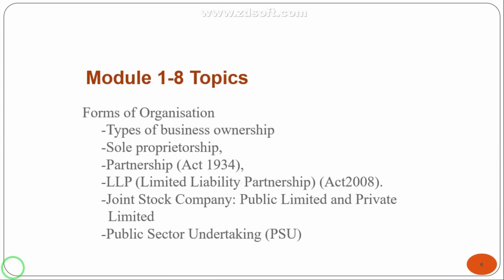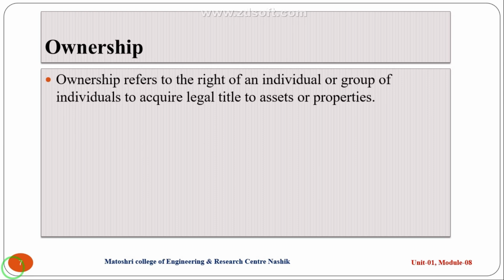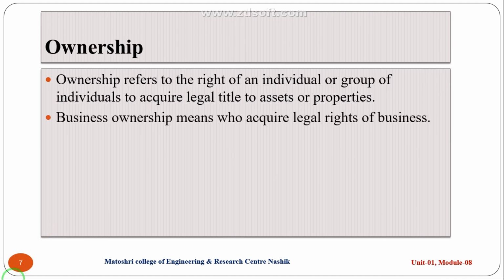Today we are going to see the forms of organization, like what are the types of business ownership, what is proprietorship, partnership, joint stock company, and so on. Talking about ownership, it refers to the right of an individual or group to acquire legal title to assets or properties. So business ownership means who acquires the legal rights of the business.